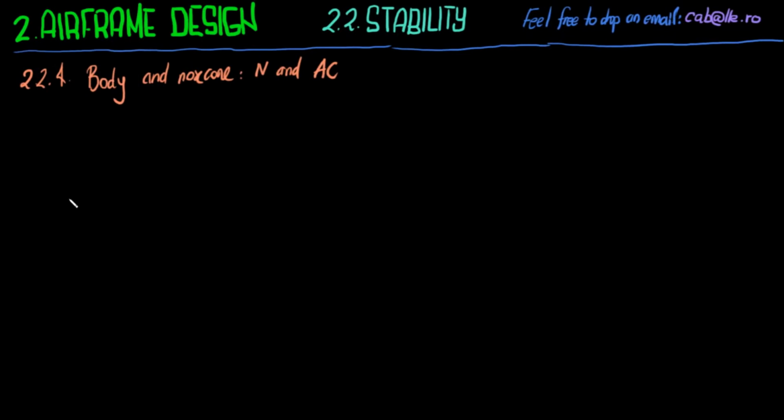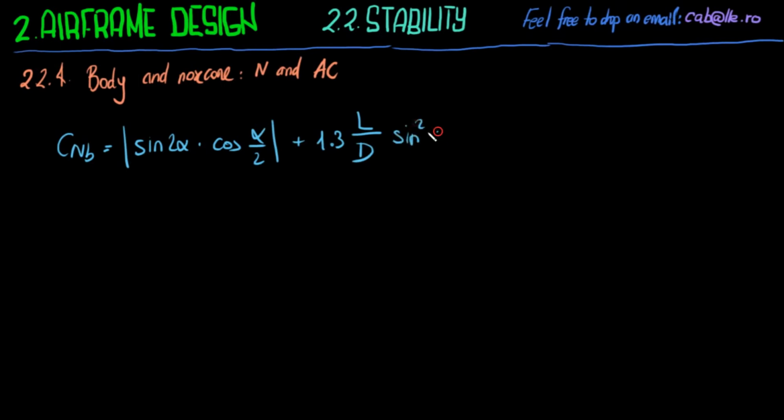So the Cn of the body is equal to the absolute value of sine 2 alpha times the cosine of alpha over 2, plus 1.3. Let's put capital L. I'm going to use capital L for the total length of the rocket and capital D for the diameter of the rocket. And then sine squared of alpha.